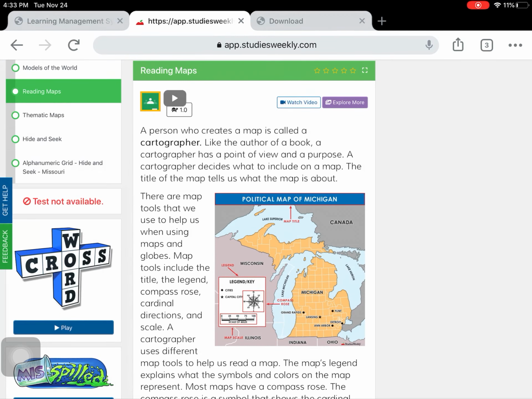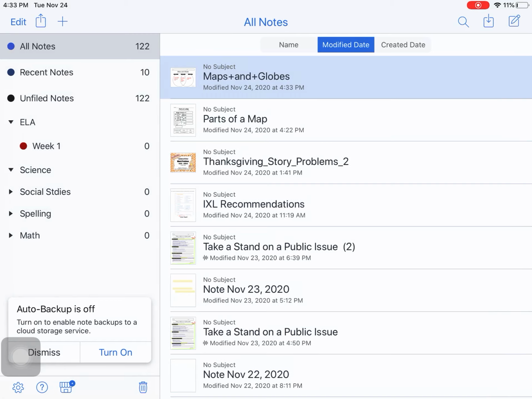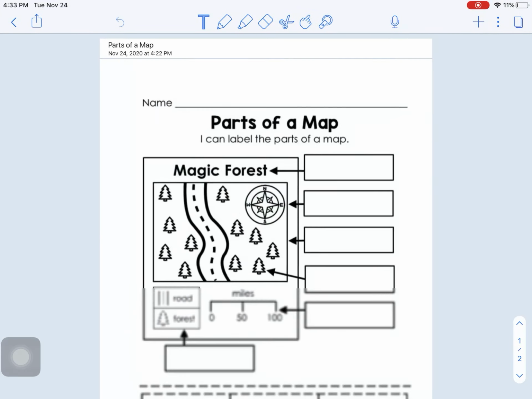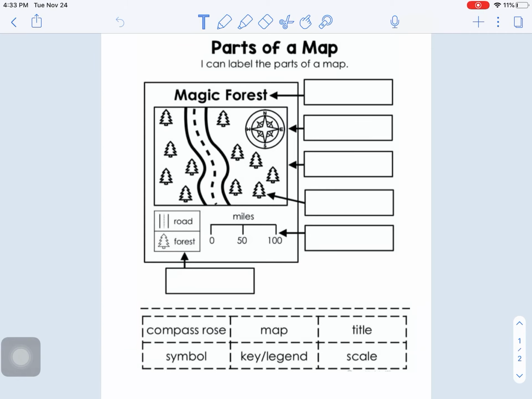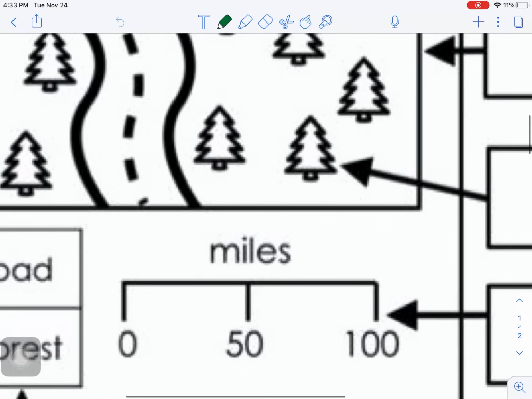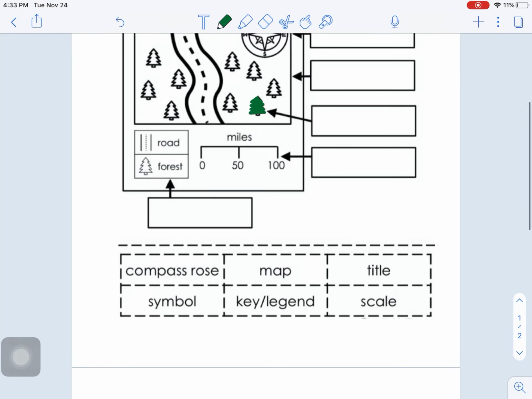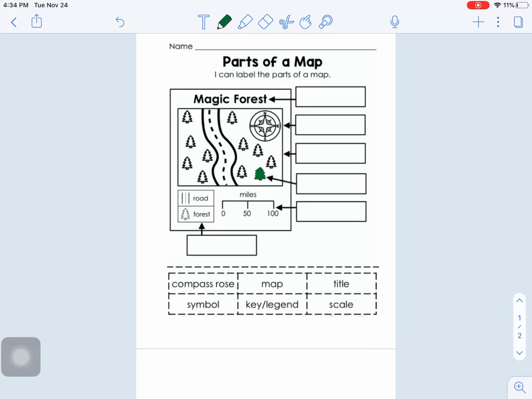You will be watching another short video after my lesson here. And then when you're done with that video, you will be moving into this activity here, which is called Parts of a Map. You are going to label the different parts of the map here. If you would like to color in any parts of this map, maybe you are feeling festive and you want to color in some of these trees, you are welcome to do that. Just do your best so I can still see the trees. Beautiful. So if you would like to color that in, you can. But most importantly, I want you to fill in the correct parts of this map.